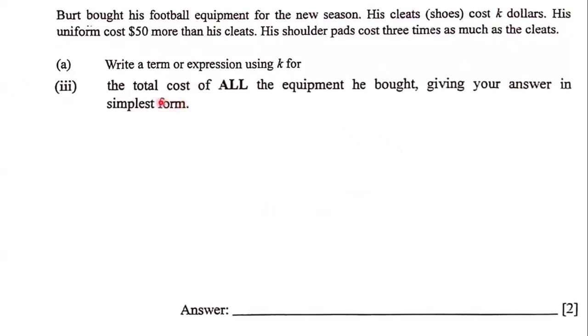Next, the question states, write a term or expression using K for the total cost of all the equipment he bought, given your answer in simplest form. Now here a keyword is used, total. So that means we have to add the cost for the cleats, which is K, the cost for the uniform, which is K plus 50, and the cost of the shoulder pads, which is 3K. And so we're going to add up all of the like terms. We have K, which is basically 1K.